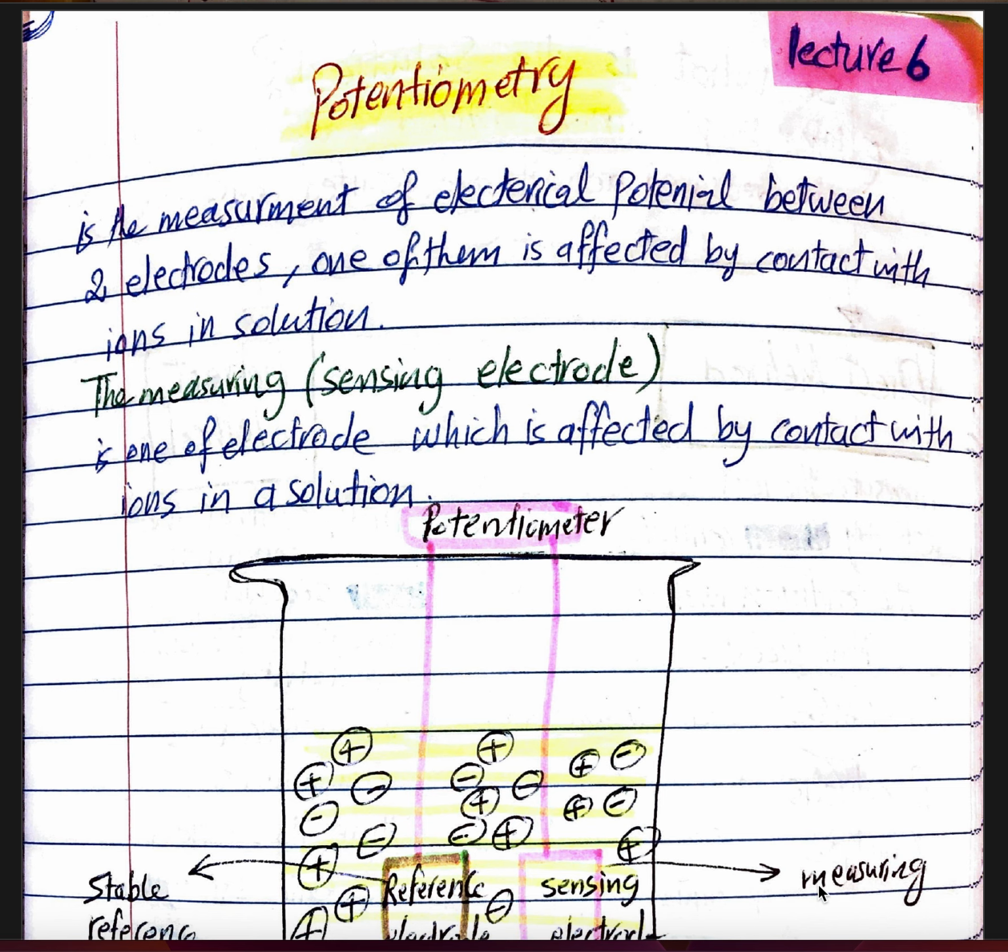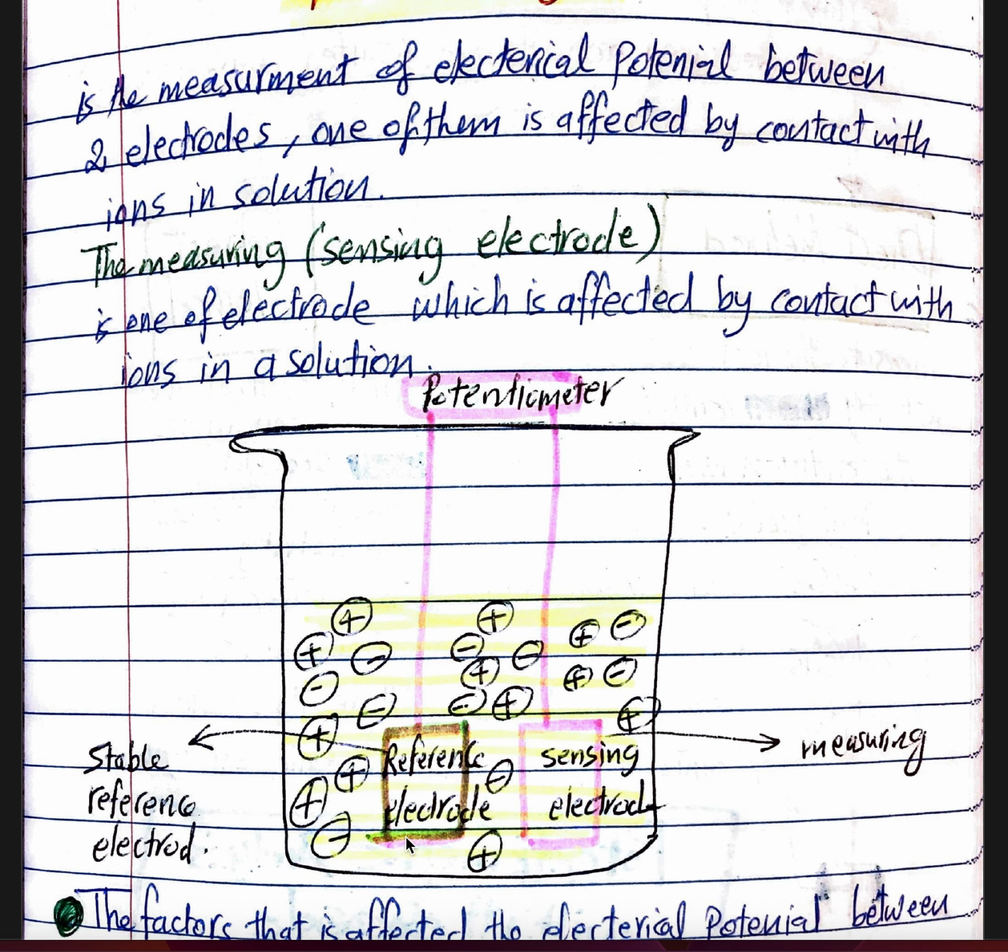We will continue our discussion of clinical chemistry. I will start with something called potentiometry. So what is potentiometry? It is the measurement of the electrical potential between two electrodes. So we have two electrodes, as you can see here.